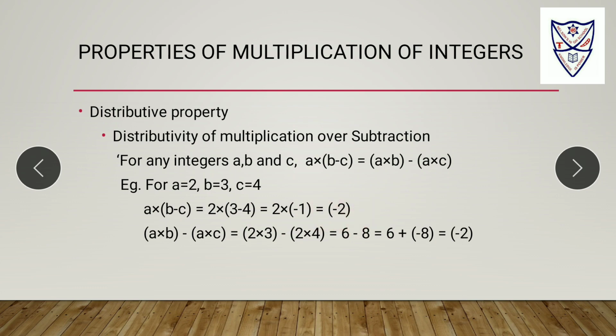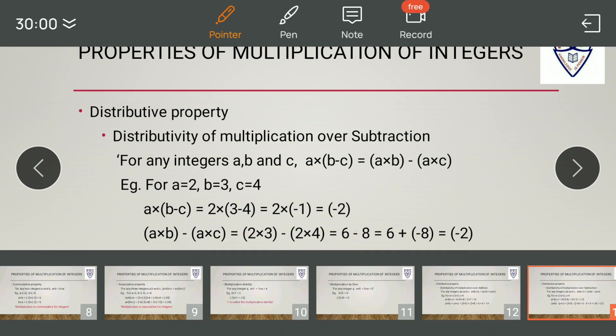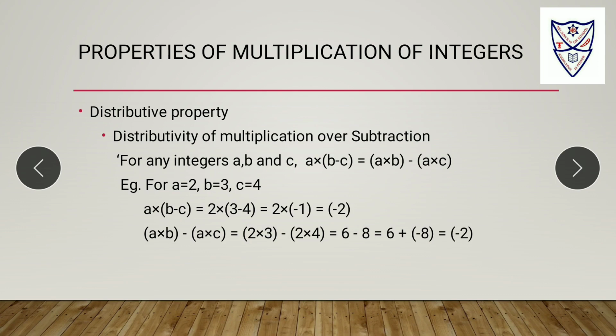Now let's solve a multiplied by b minus a multiplied by c. Put the values of a, b, c: 2 multiplied by 3 minus 2 multiplied by 4. First of all, we will take out this bracket. 2 3s are 6 and 2 4s are 8. So it is 6 minus 8, and 6 minus 8 is equal to 6 plus (minus 8), which is equal to minus 2. So here we are getting the same values, and therefore a multiplied by (b minus c) is equal to a multiplied by b minus a multiplied by c.